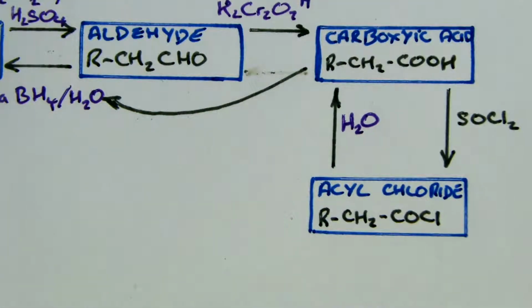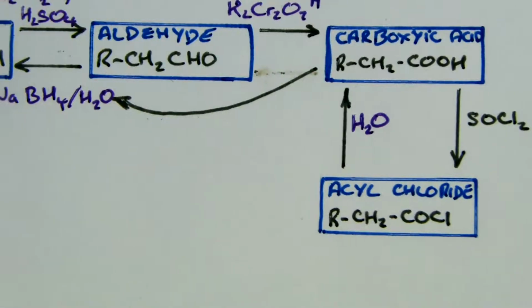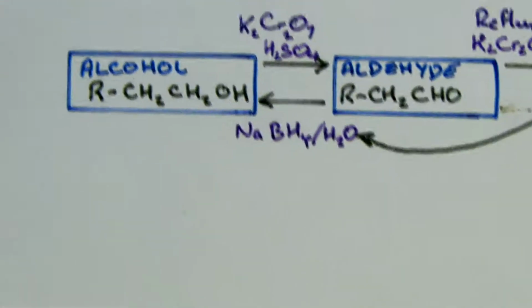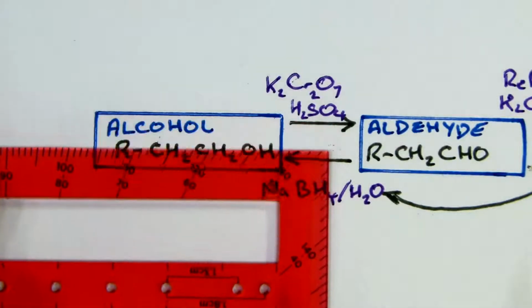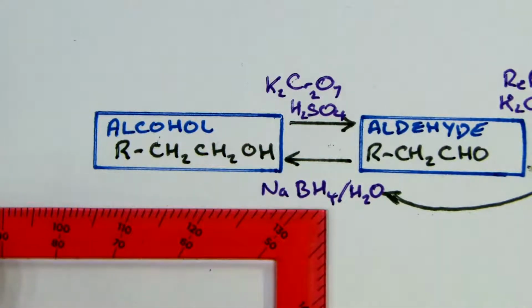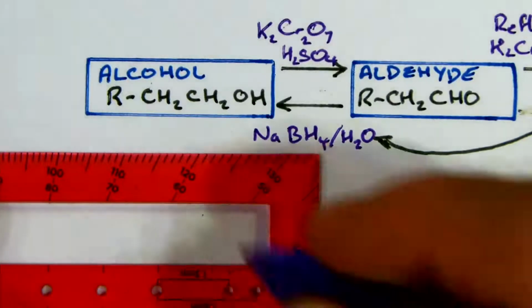Right, so we've got a structure here. Let's now see what else we can do with this. So let's go back to our alcohol and decide what we can do with our alcohol. One of the things that we can do with our alcohol is turn it into a haloalkane. So let's try and put in our haloalkane.